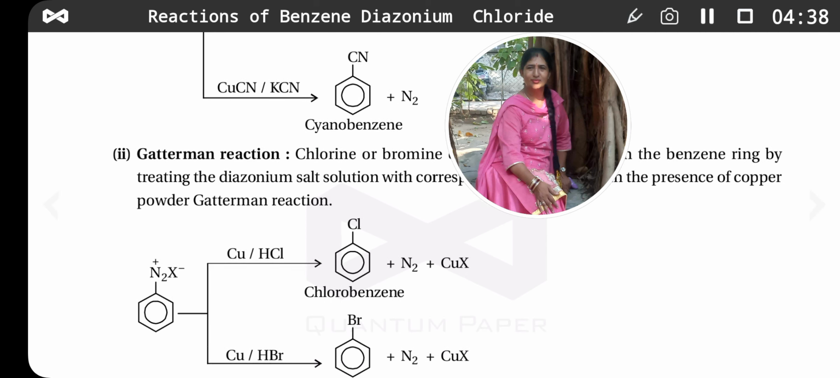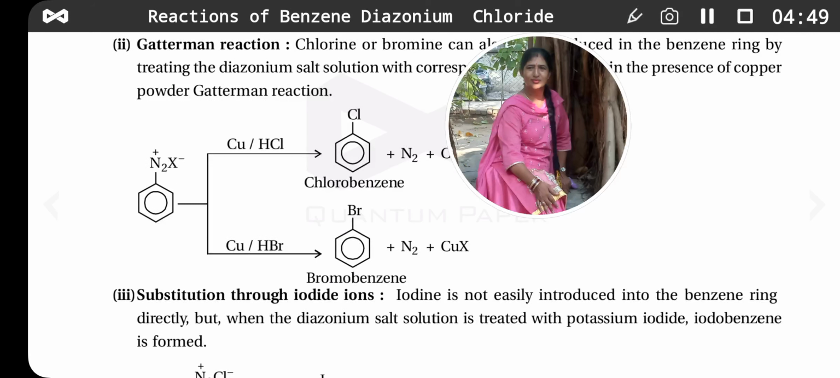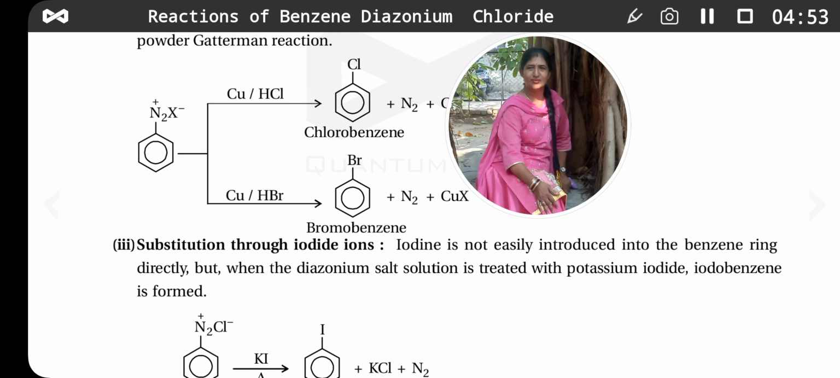See here, this is your BDC. You are taking copper powder in the presence of HCl, chlorobenzene would be formed. If you are taking Cu and HBr, then bromobenzene would be formed. Now, substitution through iodide ions. See, iodine is not easily introduced in the benzene.